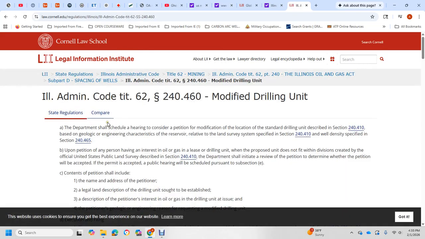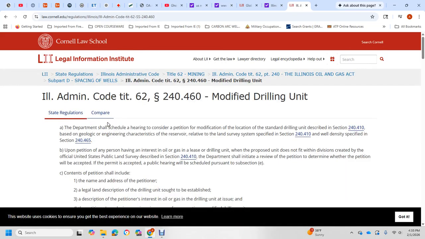244.60 modified drilling unit. The department shall schedule the hearing to consider the petition of the modification location and drilling unit under section 244.10, with the geological and engineering characteristics of the reservoir relative to the land survey system specified in section 244.10. Well density specified in 246.465.